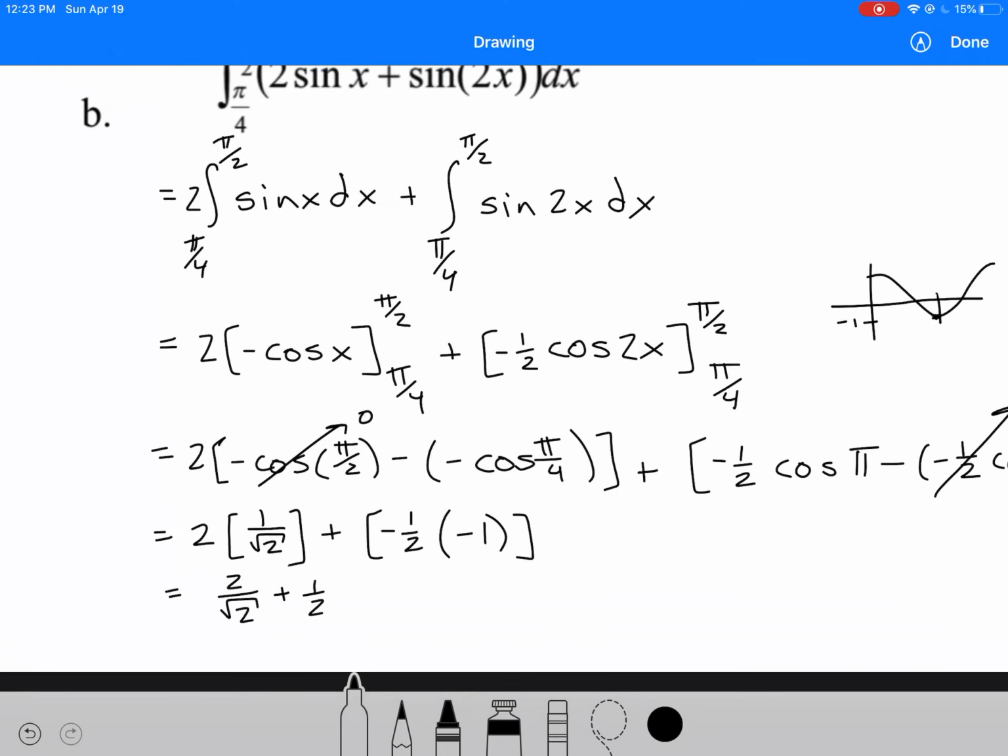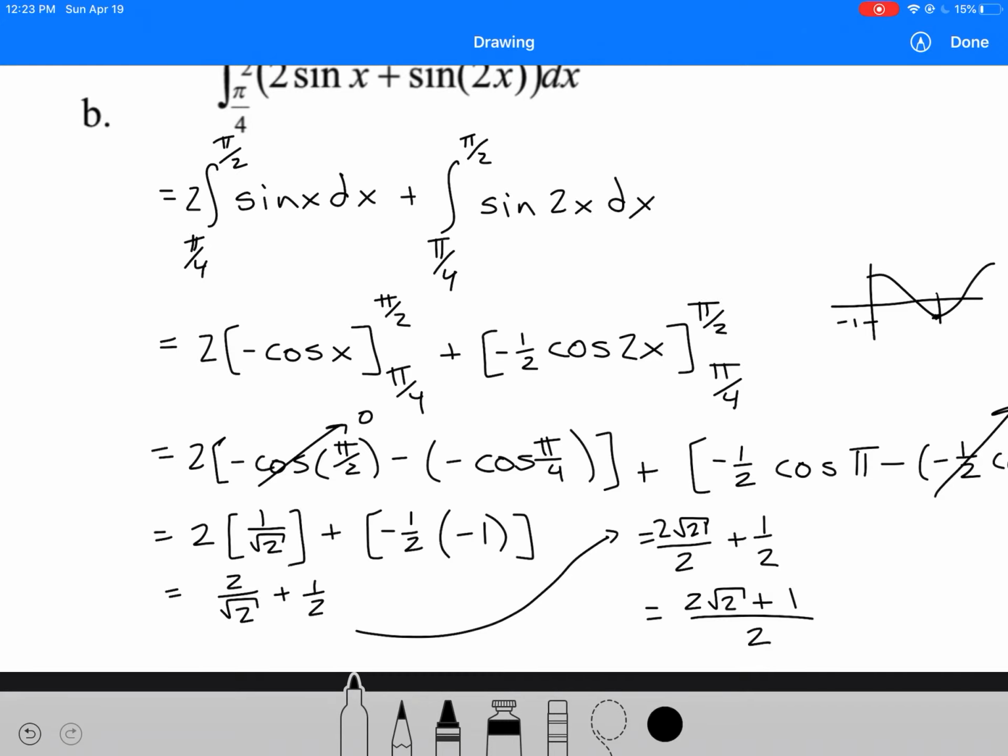And then I can actually, well, we could stop here, or you can go a little bit further if you wanted to rationalize that denominator. You would end up with 2 root 2 over 2 plus 1 over 2, which would mean that you end up, when you combine them together, with root 2 plus 1 over 2 as your final answer.